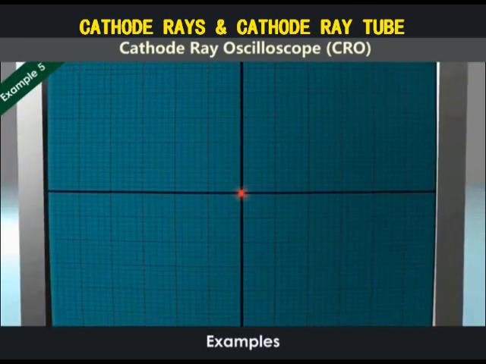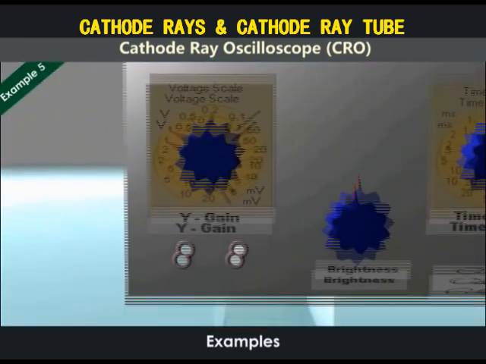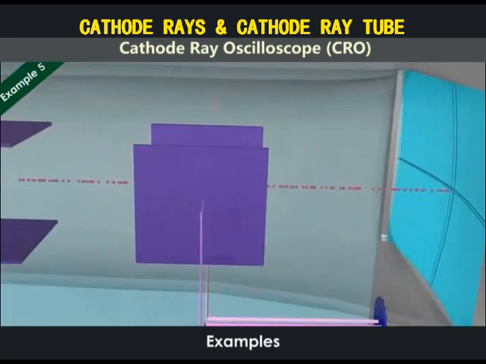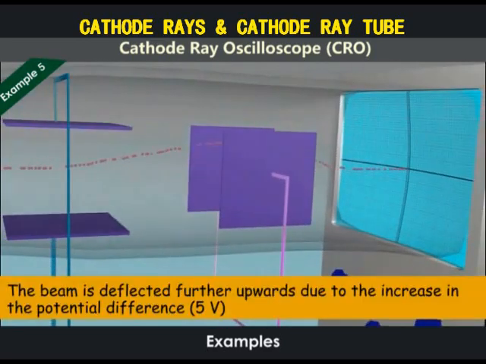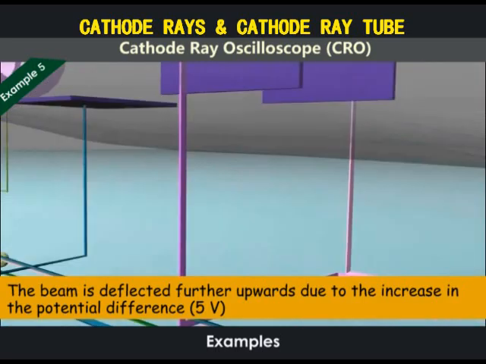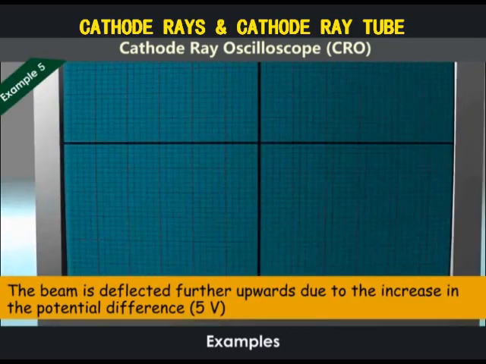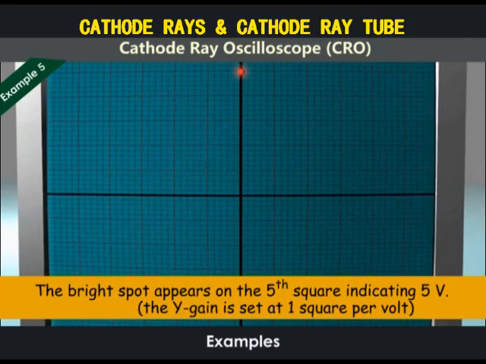In the fifth example, we replace the 3 volts battery with a 5 volts battery. This will make an upward deflection, but this time the deflection is greater because of the larger potential difference. Again, the Y gain button is still adjusted to 1 volt per square. The spot this time will appear on the 5th square.